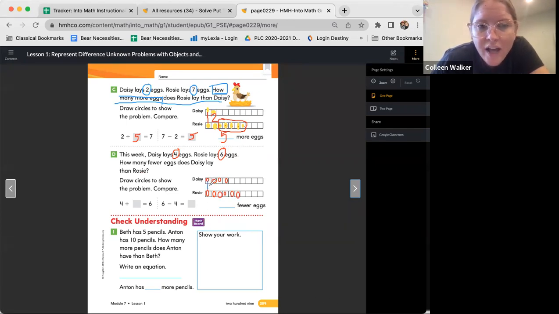They both have 1. They both have 2. They both have 3. They both have 4. Oh no, Daisy ran out of eggs. How many more does Rosie have? 2, that's right. So Rosie has 2 more. Or we could also say Daisy has 2 fewer because she doesn't have those 2. So we know that Daisy has 2 fewer eggs. 4 plus 2 equals 6, or 6 minus 4 equals 2.